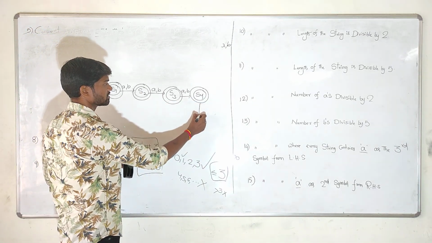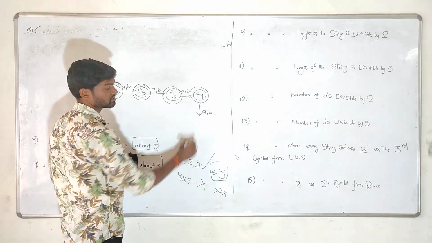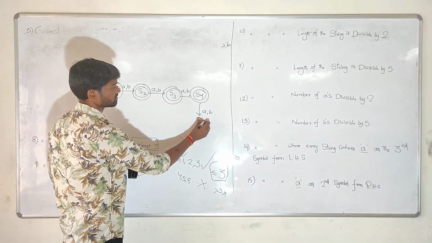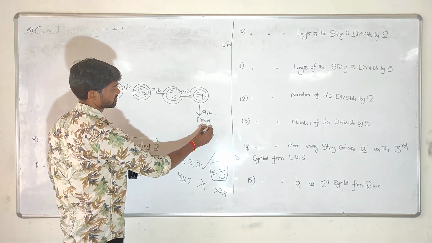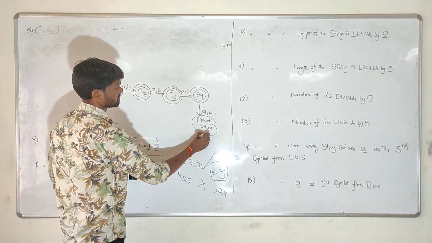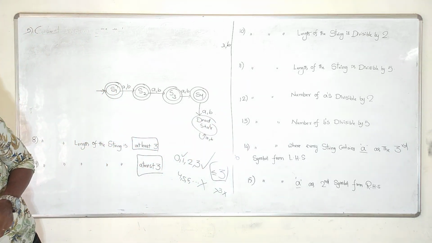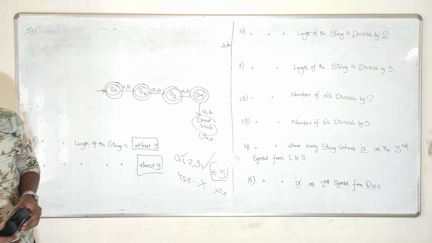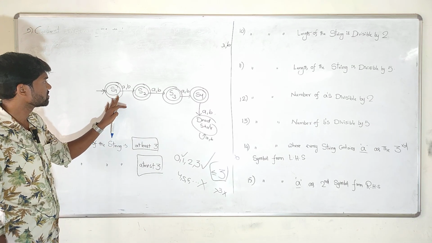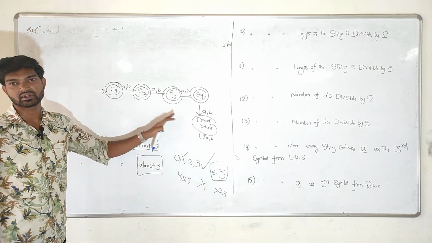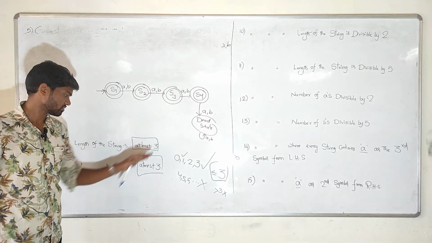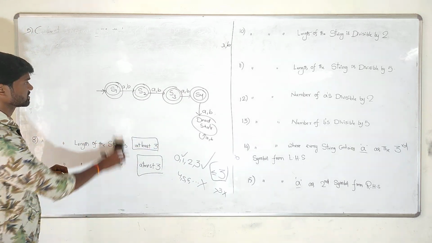After that, if you get any number of A's and B's, it will always go to the dead state. That's the meaning of this 9th question. So at most 3 means like this, you will get 5 states. So that's the 9th question.